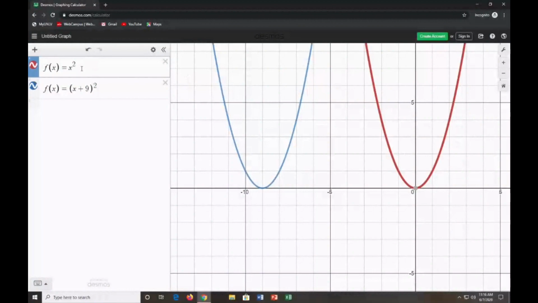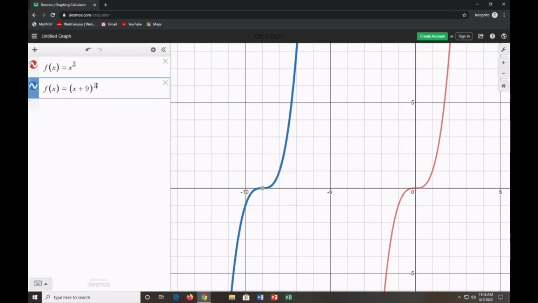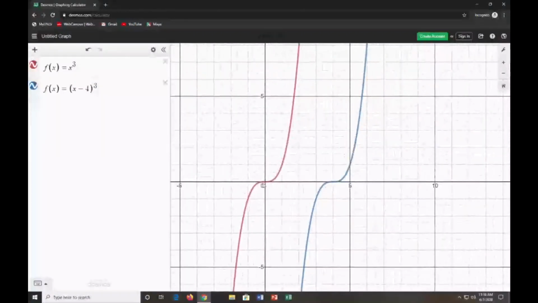So in this case, we have a cubic function, and then inside here we have minus 4, right? x minus 4 cubed. Okay, so let me scroll this over. As you can see, this whole function, this red one is the original cubic function. Now the blue one is after the transformation has occurred, which is x minus 4 cubed. Okay, so it's moved 4 units to the right.